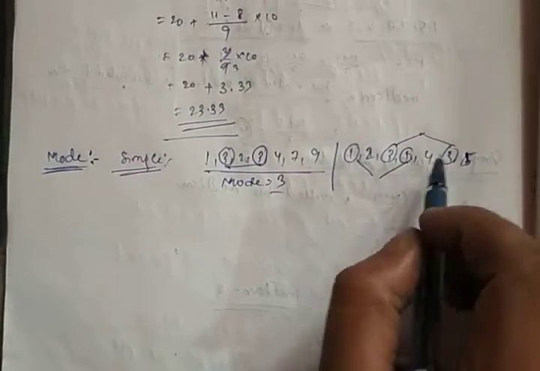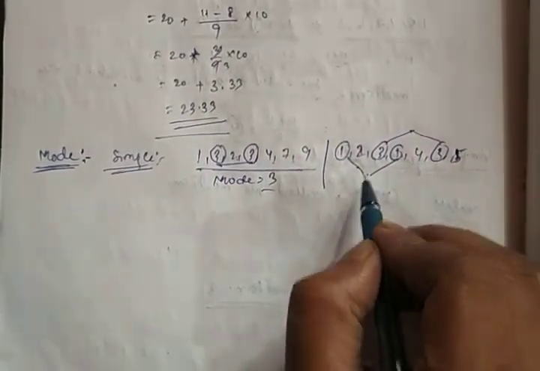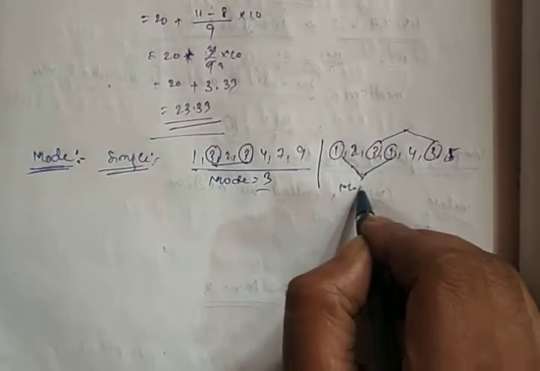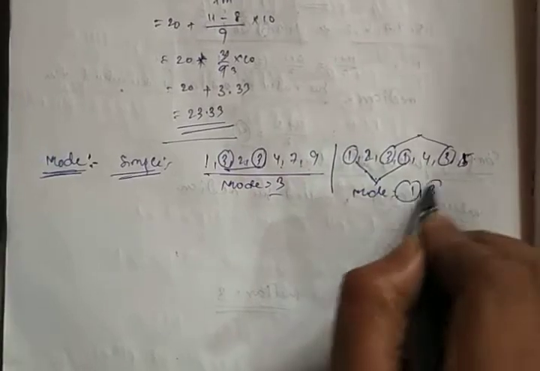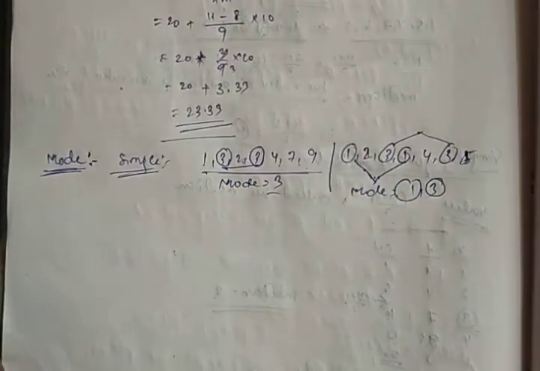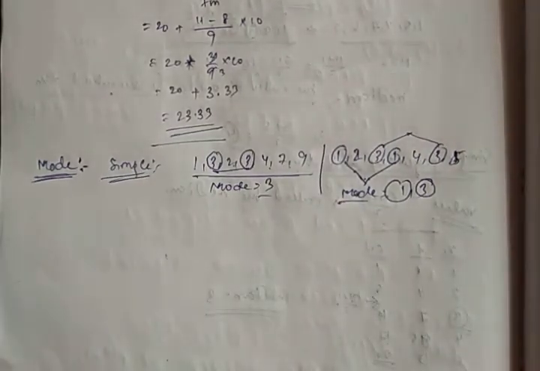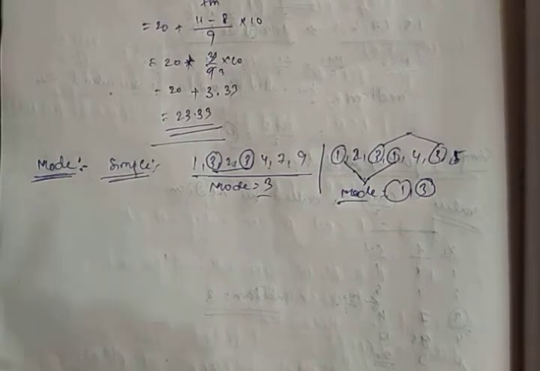1 occurs 2 times, 3 occurs 2 times. Then this distribution has 2 modes. The modes are 1 and 3. This will be called a bimodal distribution. If a distribution has 2 modes or 3 modes or many modes, then it is called a multimodal distribution. Now, for a simple frequency distribution, how do we calculate the mode?